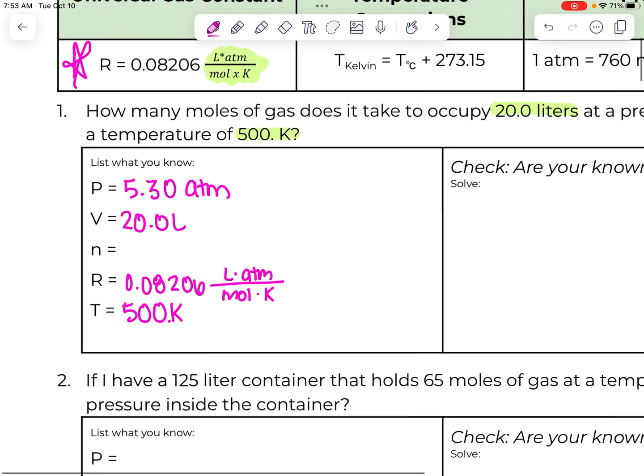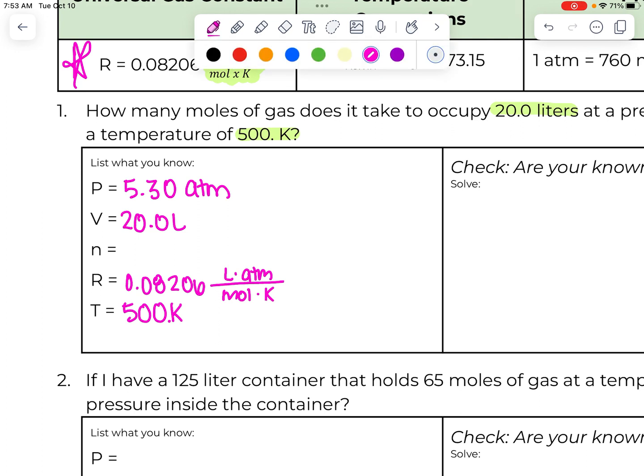So let's first take a look at the number of sig figs we have in each of our values, because that's going to help us figure out what our final answer is going to be. In 5.30 atmospheres, I have 3 sig figs.